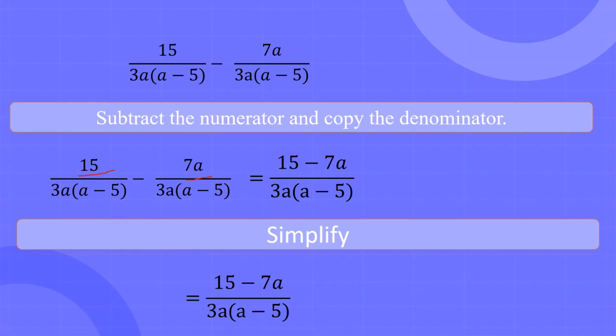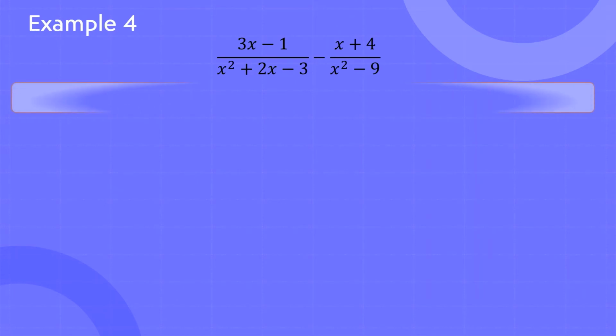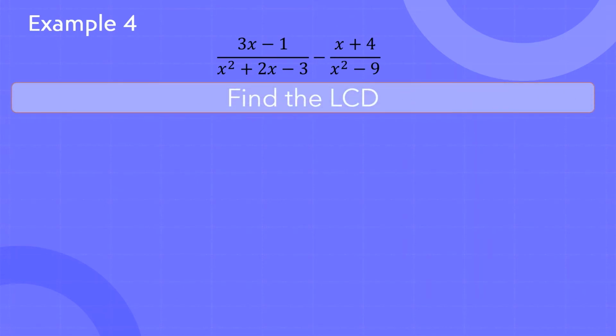Example number 4. We have 3x minus 1 over x squared plus 2x minus 3 minus x plus 1 over x squared minus 9. So, let us find the LCD. Kunin natin ang denominator ng bawat expression. So, meron tayong x squared plus 2x minus 3 at saka x squared minus 9. And then, factor these expressions.